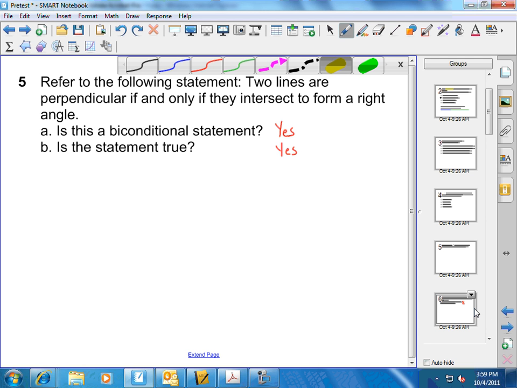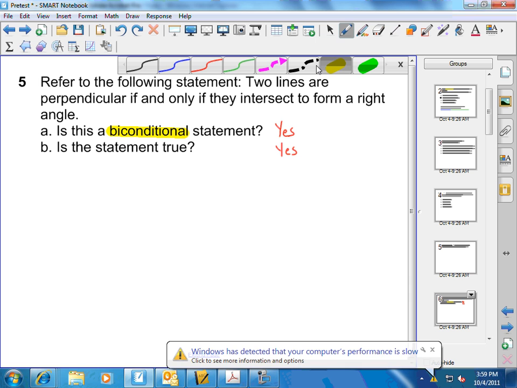Refer to the following statement. 2 lines are perpendicular if and only if they intersect to form a right angle. Okay, A says, is this a biconditional statement? Okay, a biconditional statement is a result of a conditional statement and its converse being true. Definitions such as the definition of a perpendicular line can often be written as a biconditional statement because the definition is true and its converse is true. So yes, this is a biconditional statement. You can spot that with the phrase if and only if. Okay, that makes it a biconditional statement.